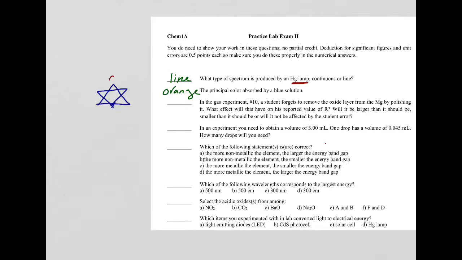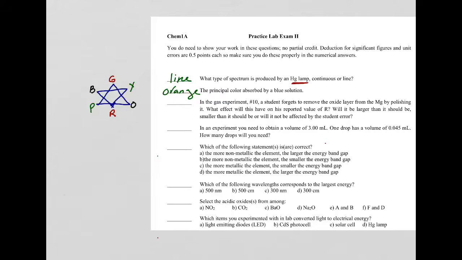If you have green, then its absorb is red. If yellow and purple, blue and orange. Okay, so it says the color absorbed by a blue solution. If I have blue, that means it's orange, green, red, purple and yellow. So far so good. All right, next question.